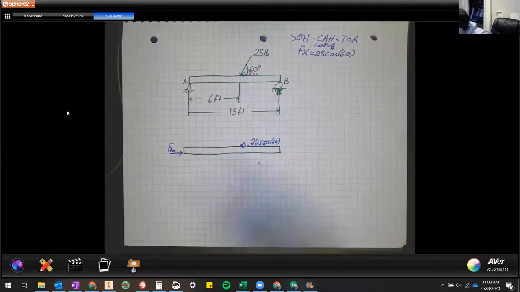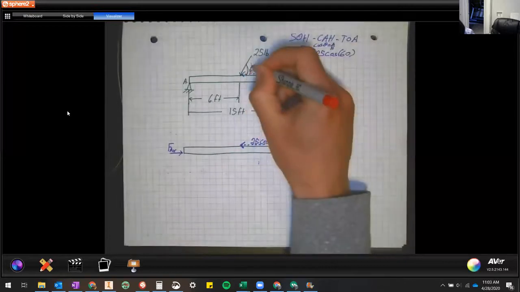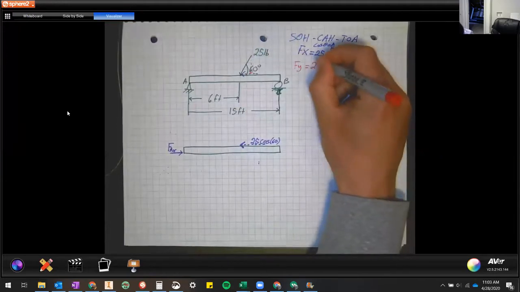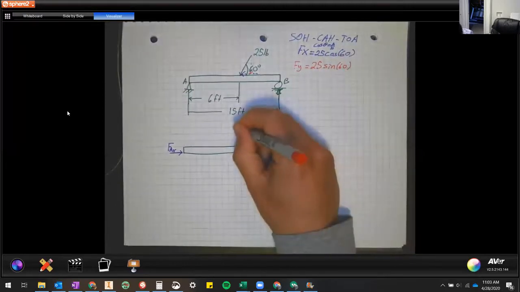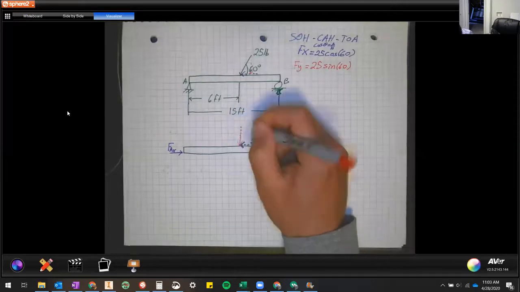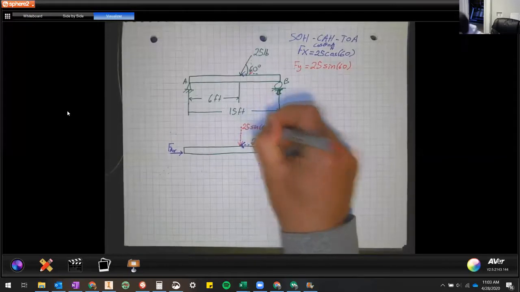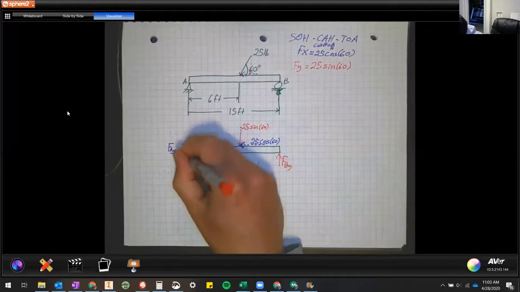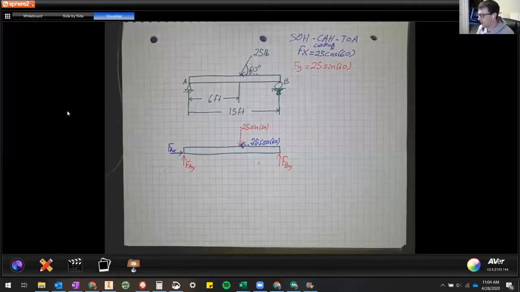My y component, then, because it would be the opposite side of this triangle that would be made, would be 25 times the sine of 60. So I'm going to have a y force acting down, and that's going to be 25 sine 60 for that value there. And I would have FBY, and I would have FAY. Okay, so that's what my free body diagram would turn into.